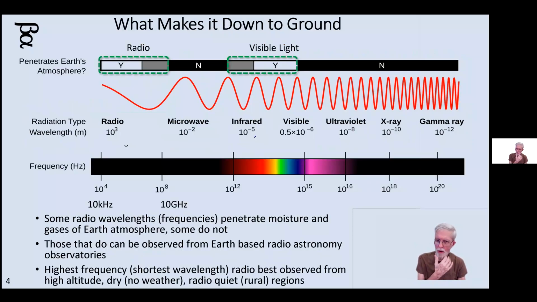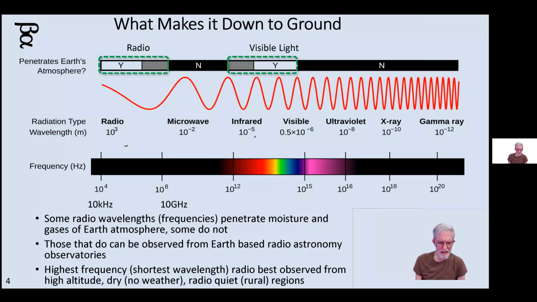But if we want to do radio astronomy, or observing of celestial things in the radio band of the electromagnetic spectrum, the radio waves have to penetrate the Earth's atmosphere, the moisture and the gases in the atmosphere. And the parts that can do that are the lower end of radio and the higher end of visible. So that's the areas in the green dotted boxes, where we can observe. And then I put down towards the bottom the particular frequency.